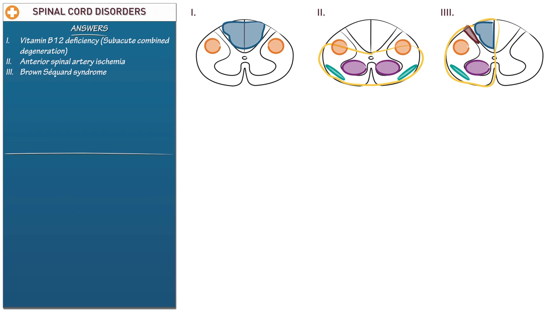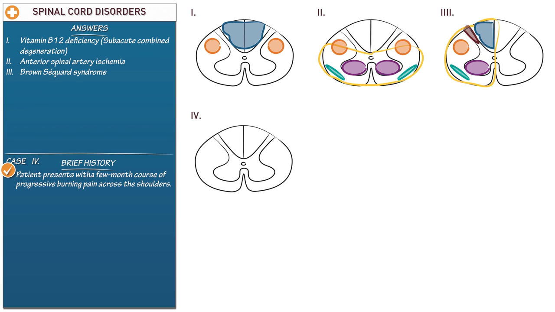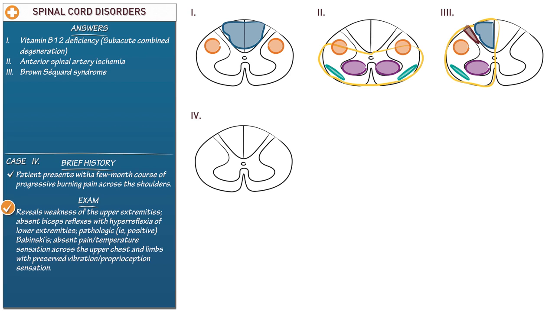Case 4. Patient presents with a few-month course of progressive burning pain across the shoulders. Exam reveals weakness of the upper extremities, absent biceps reflexes with hyperreflexia of the lower extremities, pathologic, meaning positive, Babinski's, absent pain temperature sensation across the upper chest and limbs with preserved vibration proprioception sensation.